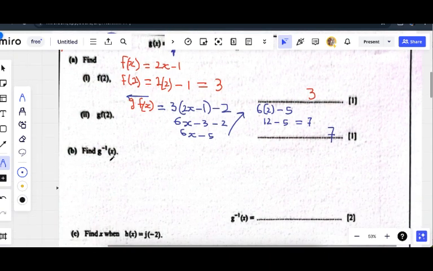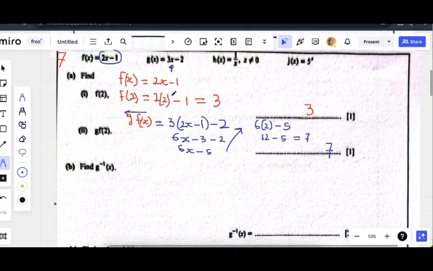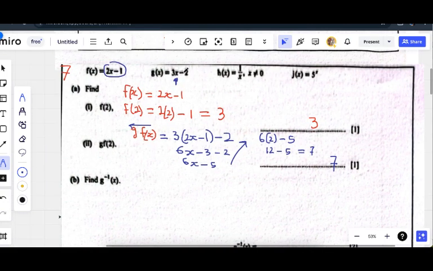It's called inverse. G raised to power minus 1 of x is called the inverse function. You know, we have normal function, composite function, and inverse function. So now let's take a look at the inverse function. Inverse, first of all, write the g of x. What's the g of x? G of x is 3x minus 2.